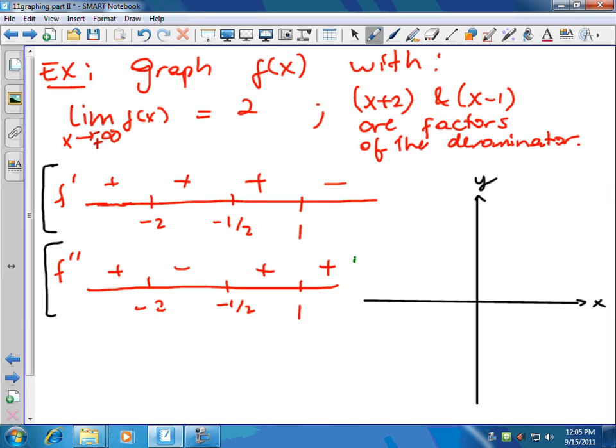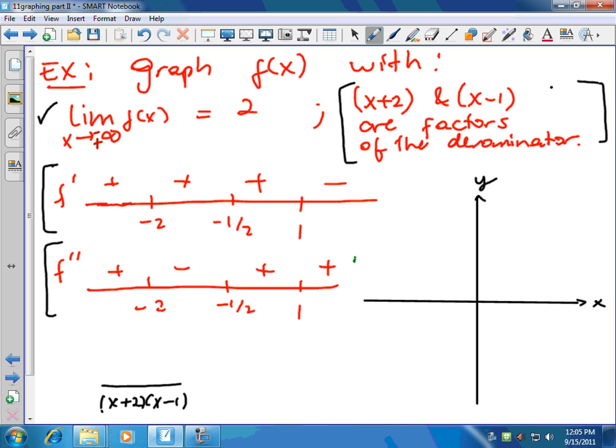For example, that the limit of this function that we're trying to graph as x goes to plus or minus infinity is equal to 2. And also we know that x plus 2 and x minus 1 are factors of the denominator. So we know they appear in the denominator of this function. Even though we don't know the exact equation, we have some information about it. Okay, so let's use all the bits of information to graph this function.